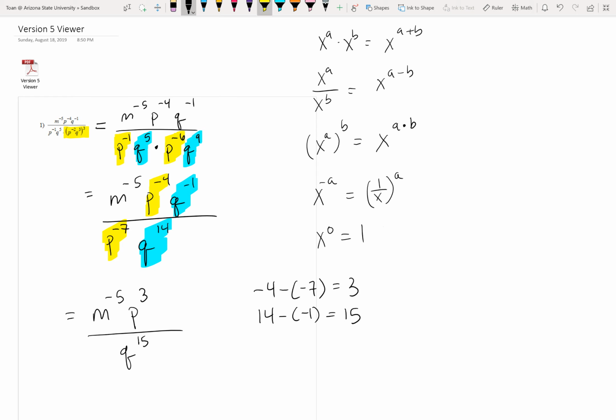The last thing that we have is the negative exponent rule, which simply says anything with the negative exponent, you're going to flip them. So I'm going to move the m to the denominator, giving me my final simplified expression of p cubed on top with m to the 5, q to the 15 in the denominator.